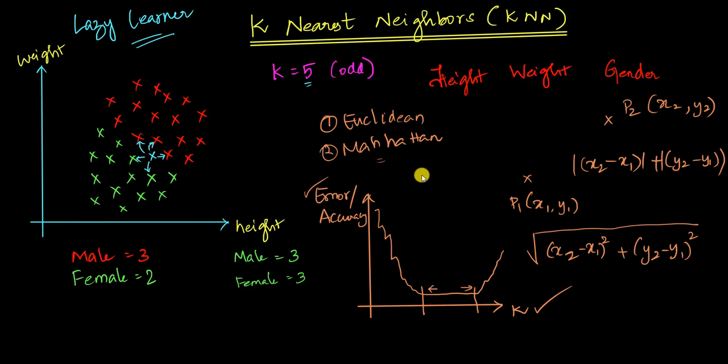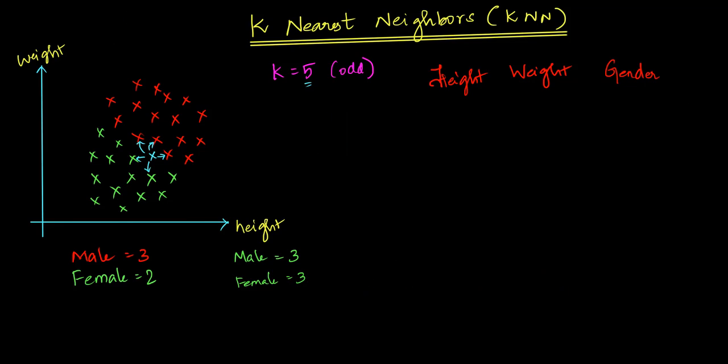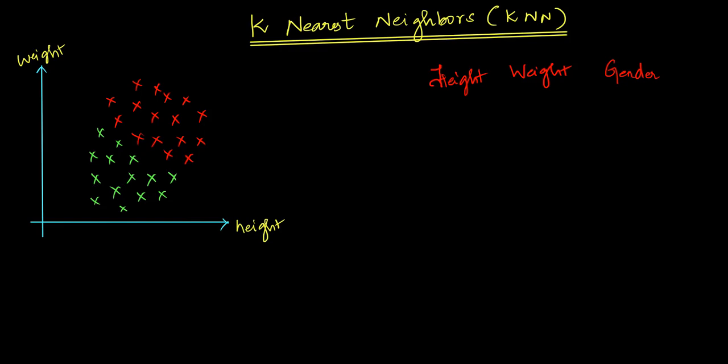Let us now discuss some of the disadvantages of k nearest neighbors, and let me clear up the screen so that we get some space to explain. There are two cases where you should not be using the k nearest neighbors. The first is when you have outliers in your data set.